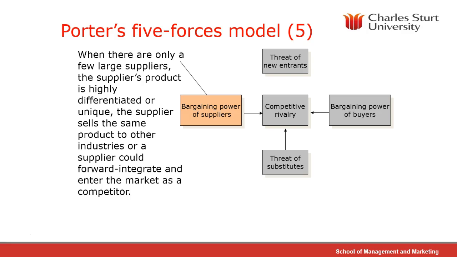Bargaining power of suppliers is high when there are only a few large suppliers, the supplier's product is highly differentiated or unique, the seller sells the same product to other industries, or the supplier could forward integrate and enter a market. Markets with high supplier power in the past used to be the oil industry. Certain resource companies will often try to get greater bargaining power over suppliers.